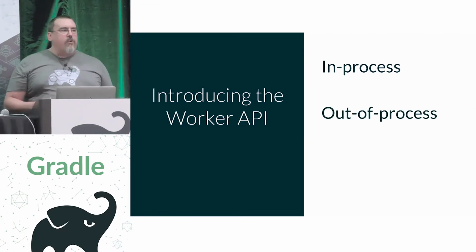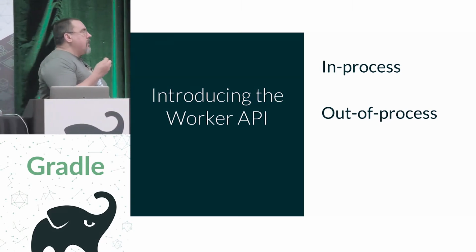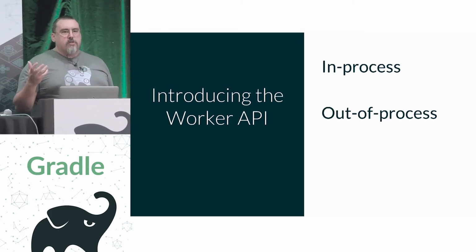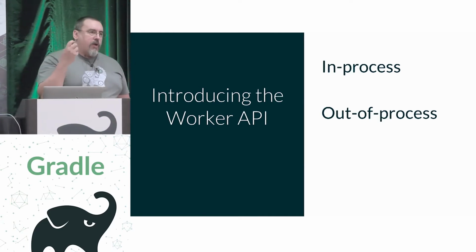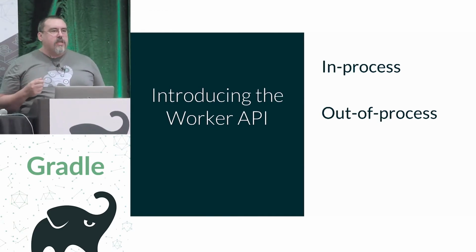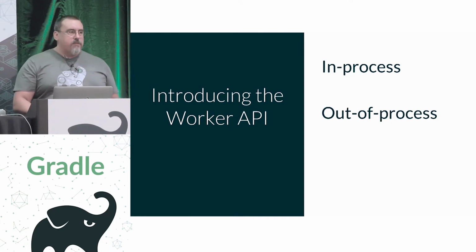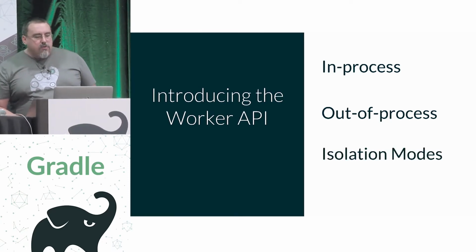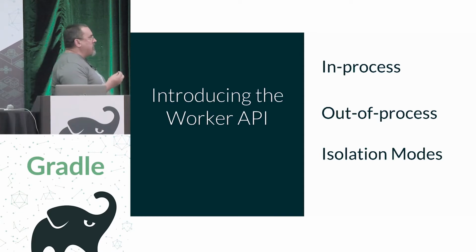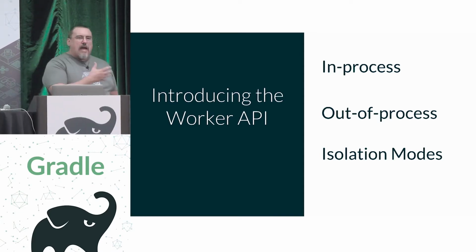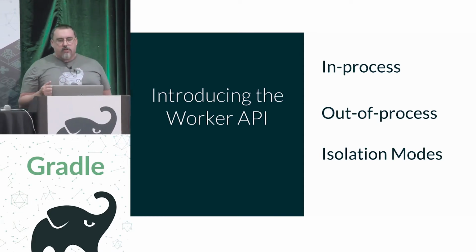We can also run out-of-process work. So this is what we were referring to as worker daemons earlier. We can take work, break it up, and then run it out of process in a completely isolated environment. And what we introduced with this is this concept of isolation modes. I'm going to come back and talk about isolation modes in a little bit.